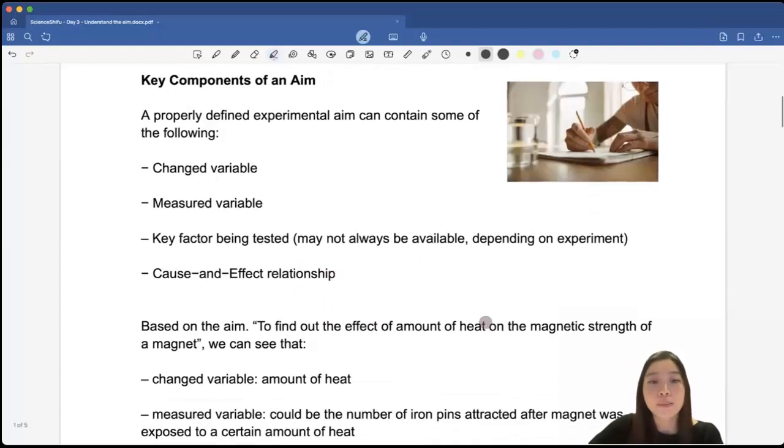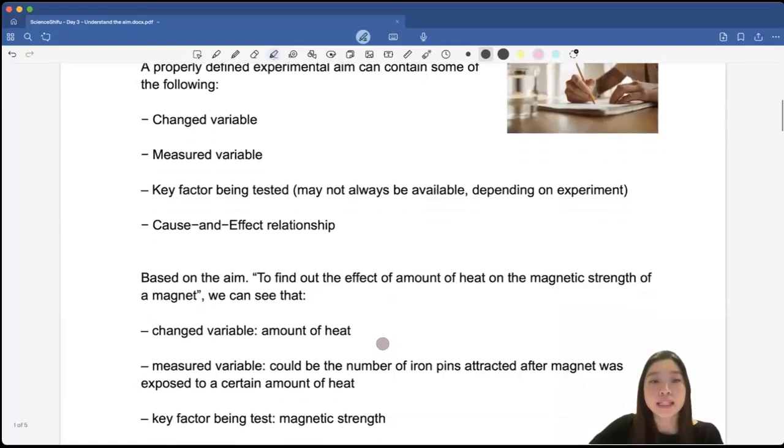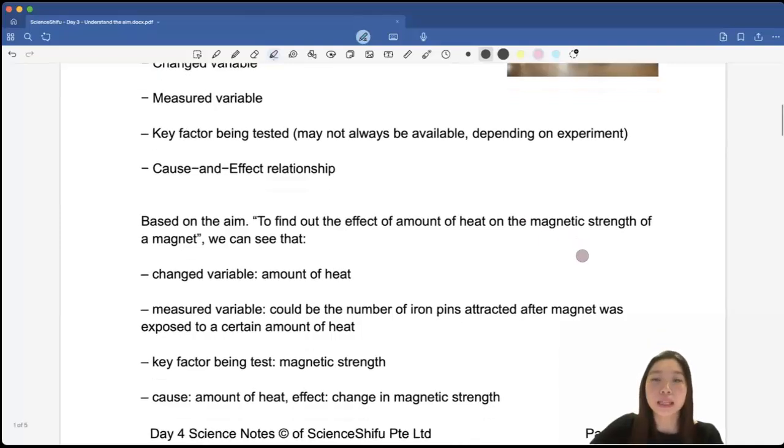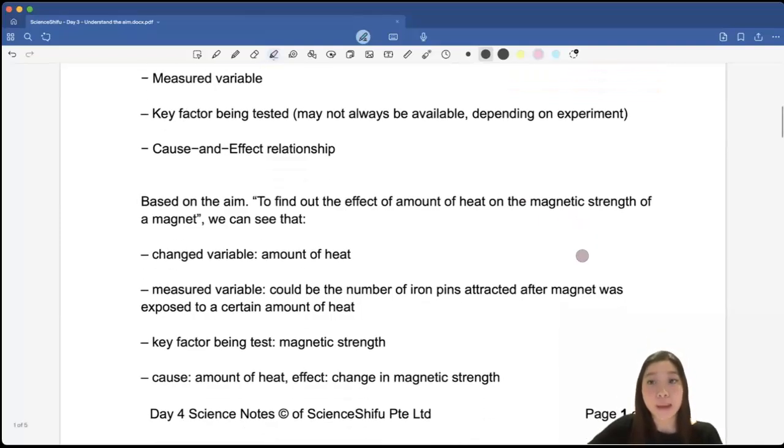Now, based on the aim over here, we can see that the change variable is going to be the amount of heat, on the magnetic strength of a magnet. So magnetic strength is not something that we can easily measure. So the magnetic strength is actually the key factor that is being tested.